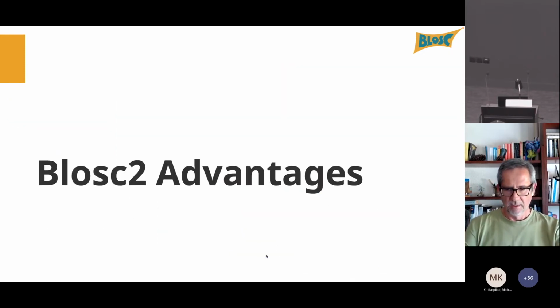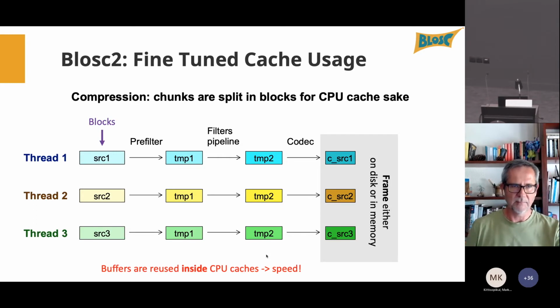Okay, so the consequence of this proposal is that HDF5 will be able to use all the Blosc2 advantages. Let me show you some of the most important ones. For example, Blosc2 is fine-tuned for cache usage. So whenever we have to compress things, the data or the chunk is split into what we call blocks.